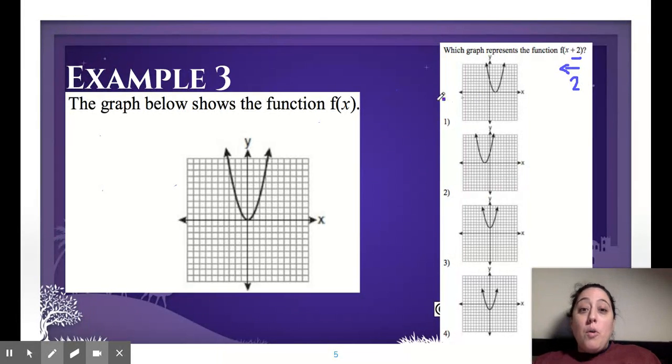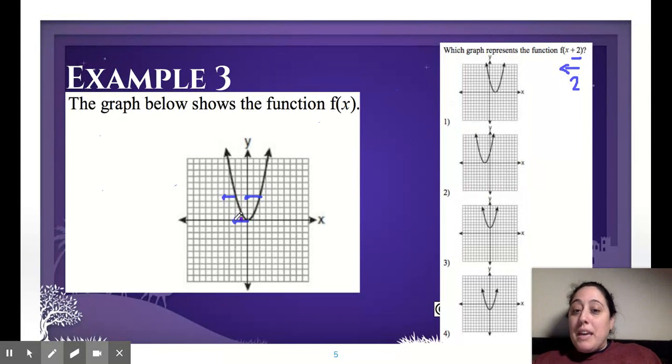Okay, so I start here and I'm moving everything to the left 1, 2. So a new point would go here. If I pick this point right here, I go over 1, 2 and put a new point here. 1, 2, I put a new point here.